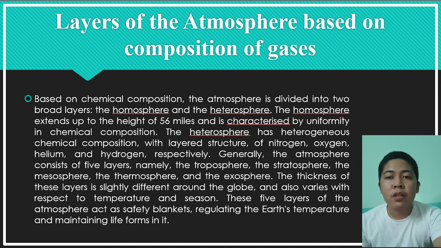Generally, the atmosphere consists of 5 layers, namely the troposphere, the stratosphere, the mesosphere, the thermosphere, and the exosphere. The thickness of these layers is slightly different around the globe, and also varies with respect to the temperature and season. These 5 layers of the atmosphere act as safety blankets, regulating the Earth's temperature and maintaining life forms in it.